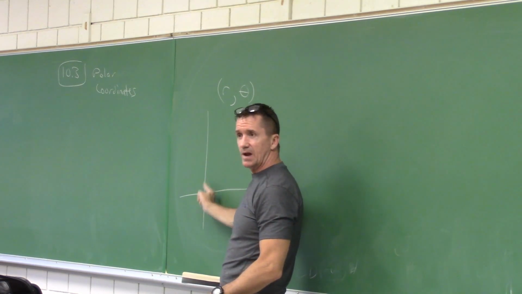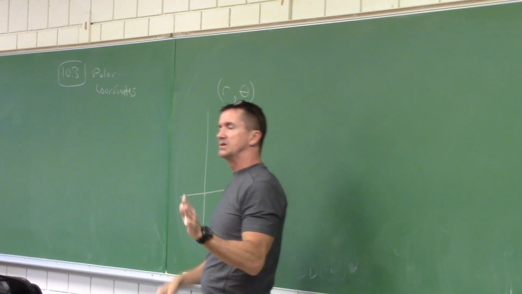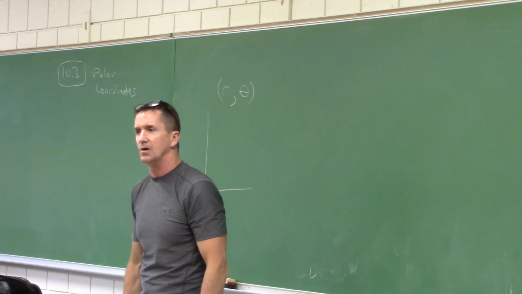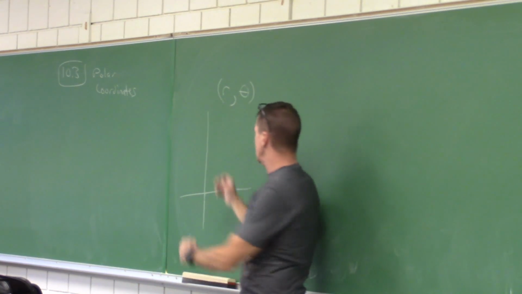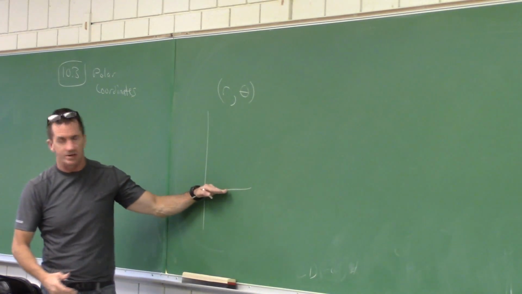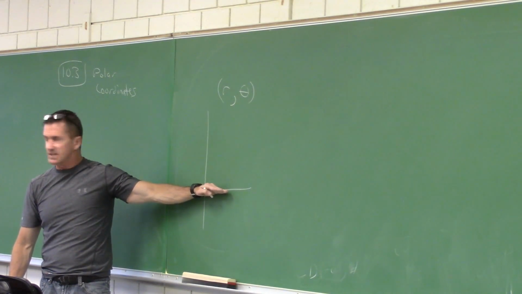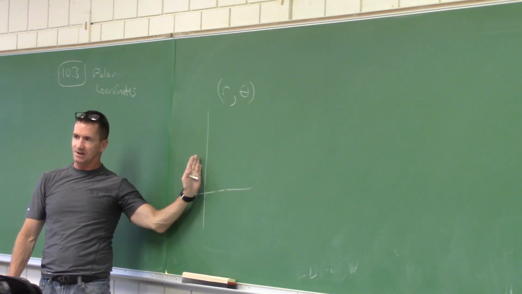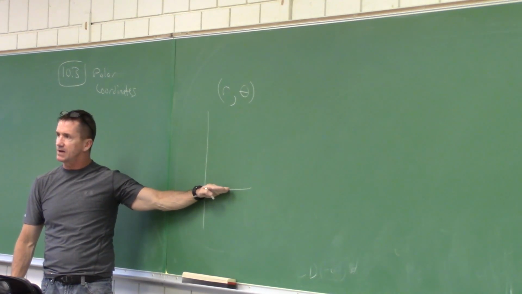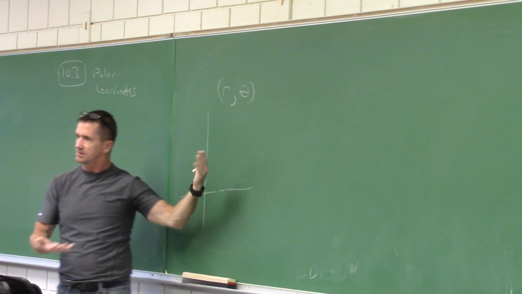R gives me a distance away from here. I do want to be careful when I say the word distance. R can take on a negative value. I'll explain that before you leave today. Okay? R can be negative. Second thing is theta is the angle, just like in trigonometry, that when it's positive, it rotates which way? Counterclockwise, and when it's negative, it rotates clockwise.